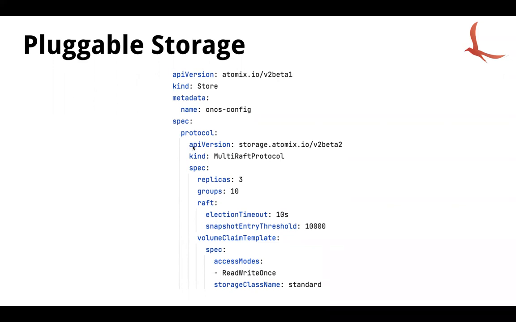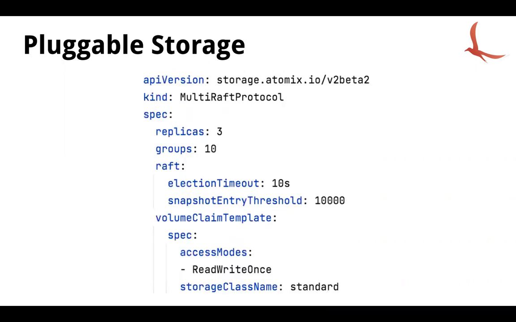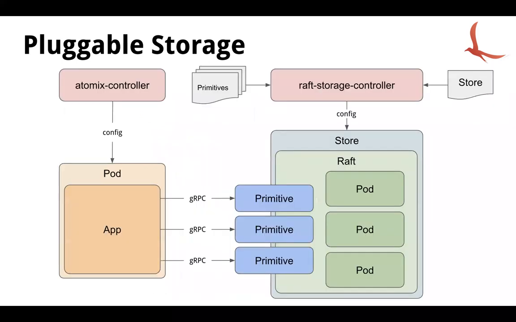So when you install the Atomix Raft storage chart, that chart is defining the multi-Raft protocol custom resource, and this allows you to configure specifically a Raft store. There are Raft configuration options, Raft-specific terminology like groups, and you can configure persistent volumes and things like that. When you create a store like this, the Atomix controller will in turn create that instance of the custom resource, and the storage-specific controller will pick that up.